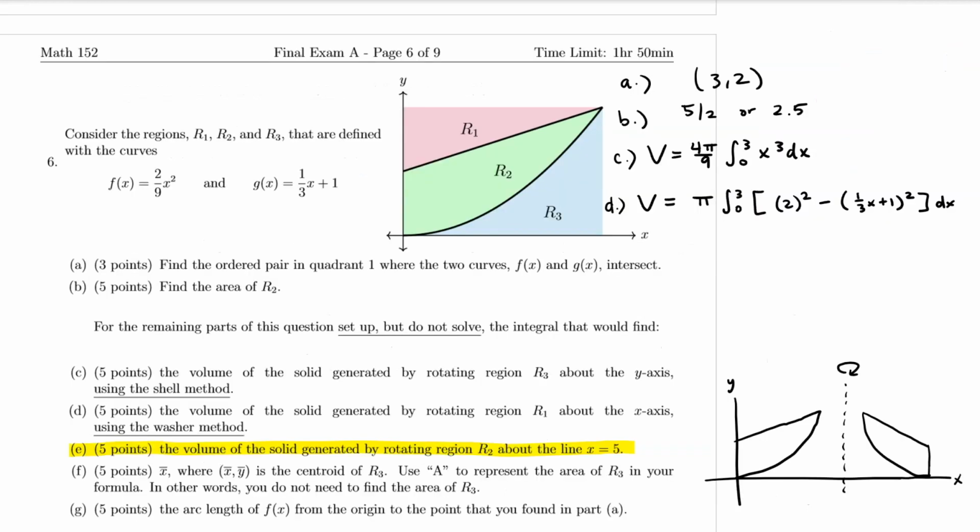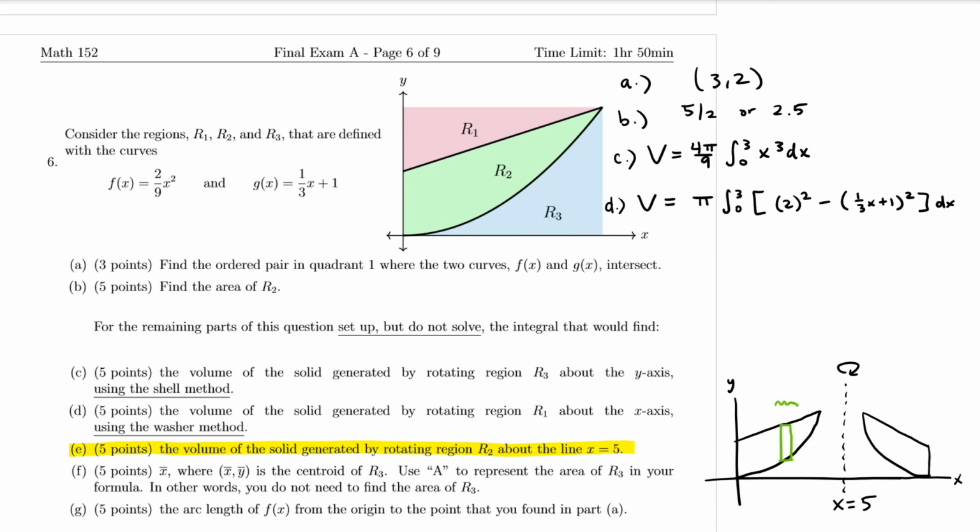Okay, so now we're on part E, which says we want to find the integral that would find the volume of the solid generated by rotating region R2 about the line x equals 5. So I've gone ahead and done a quick sketch of the scenario that's happening here, and I want to go ahead and draw a shell. So we are dealing with region R2, and I'm just going to draw a quick shell here.